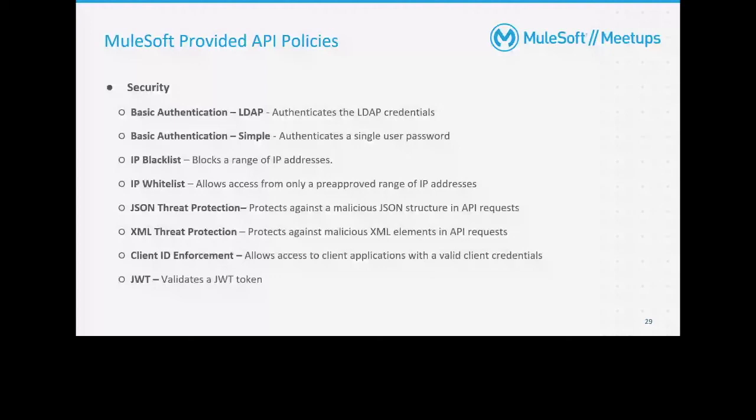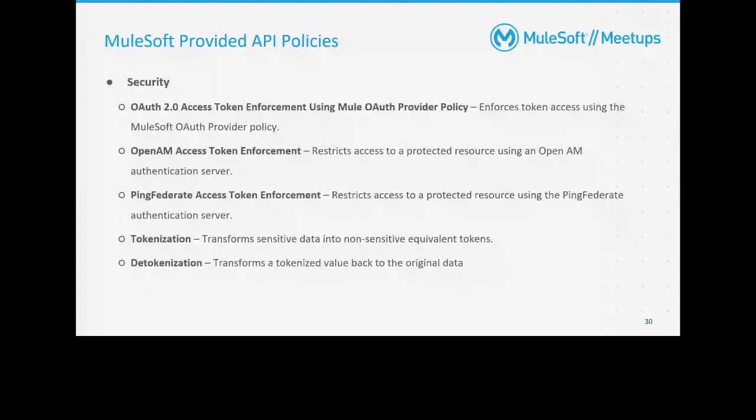And then you have XML threat protection policies. Again, if there are nested XML elements or something wrong with the XML payload, it can be used there. And client ID enforcement, this is just going to enforce a user or client to pass credentials when they're making a request. And the JWT policy is going to validate the JWT token that's being passed along with the request. And then a few more here.